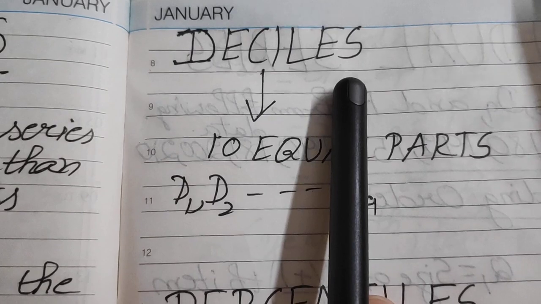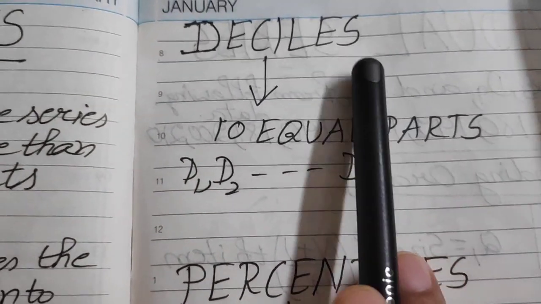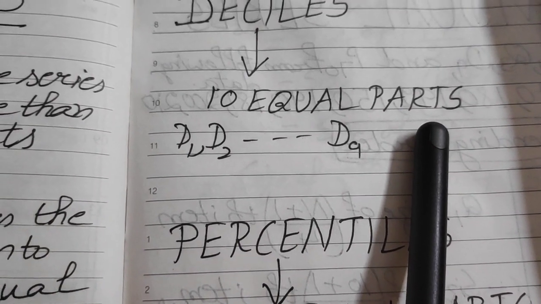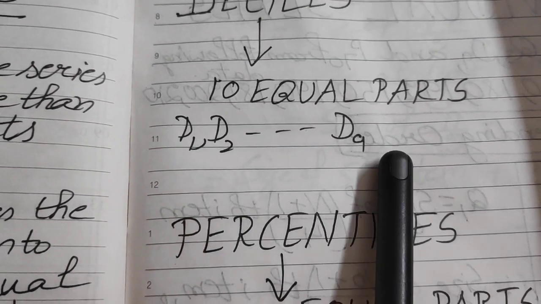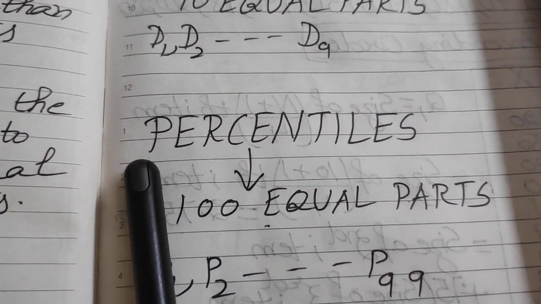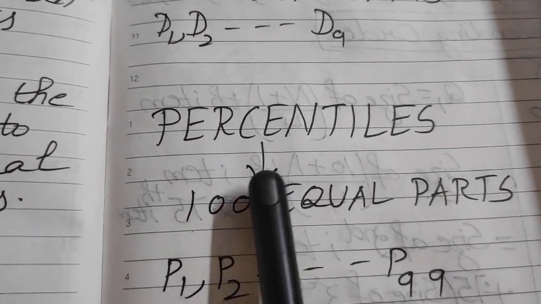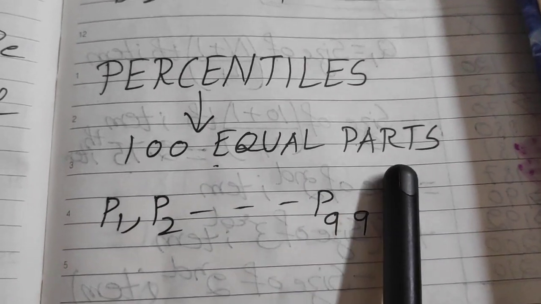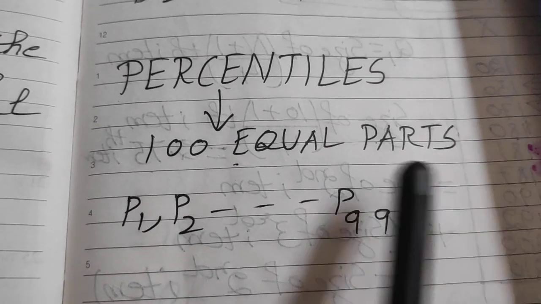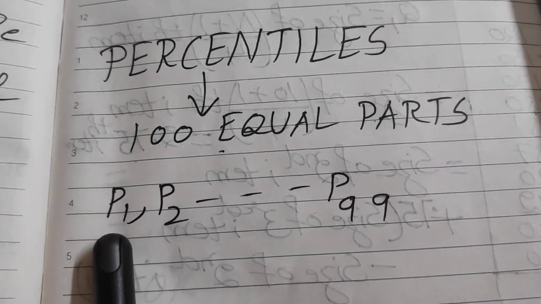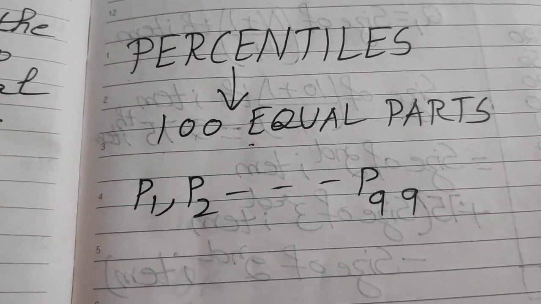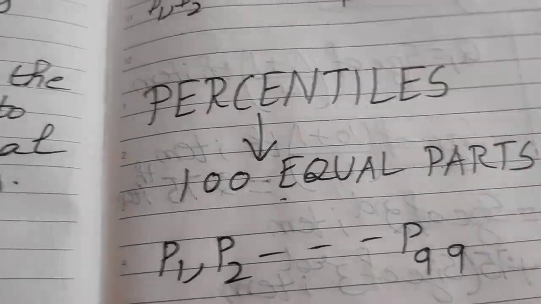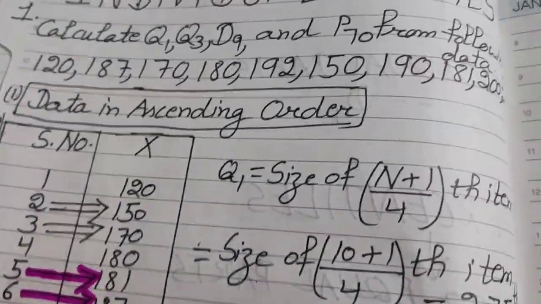Then the next partition value is deciles. Deciles divide a statistical series into 10 equal parts, which range from D1 to D9. And next come percentiles. Percentiles divide a statistical series into 100 equal parts and the value of percentile ranges from P1 to P99. Now we will see numerically how these values are calculated.